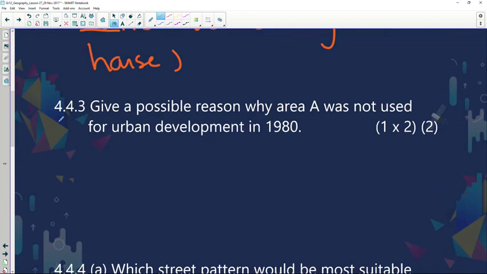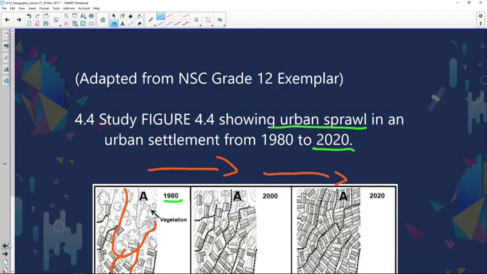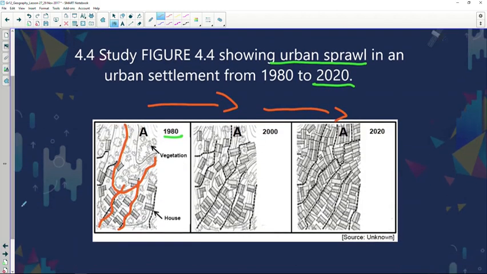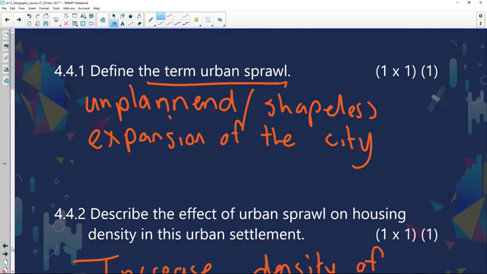Now, if we quickly look at 4.4.3, give a possible reason why Area A was not used for urban development in 1980. If you quickly look at it. Now, these lines represent your contour lines. And you can see they are quite close to one another. Right? Now, probably because it was a very steep slope, and if you do develop infrastructure on a steep slope, it's more expensive. Okay, so that can be some of our answers.